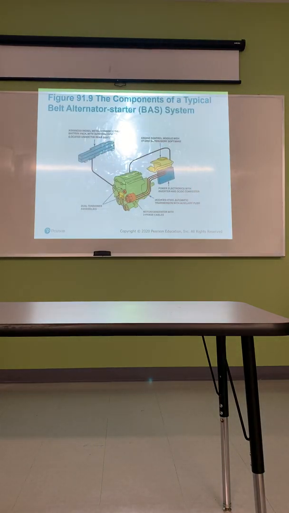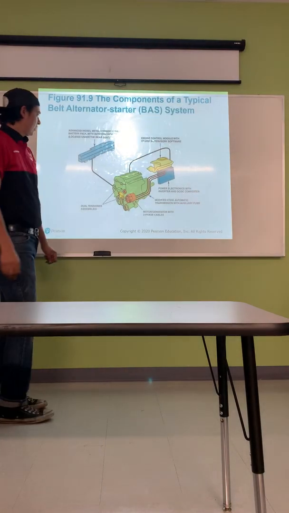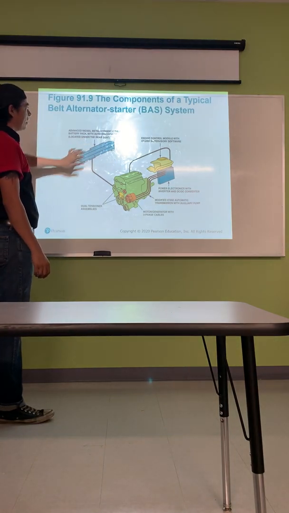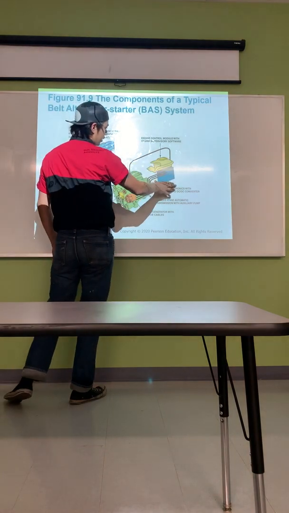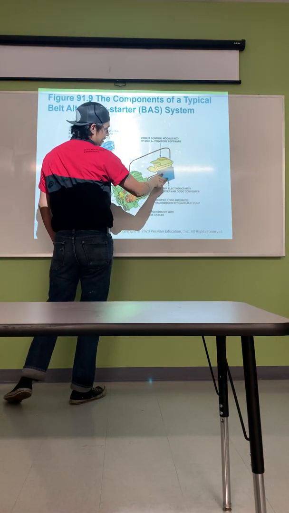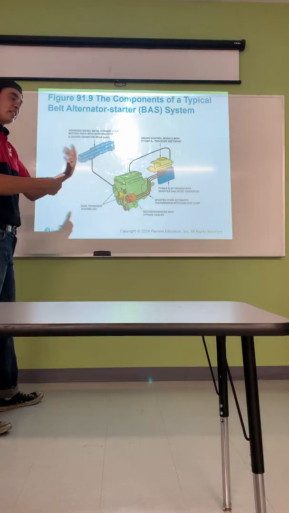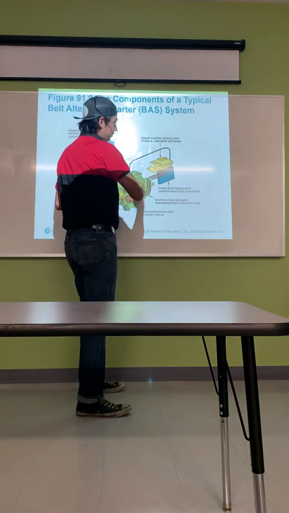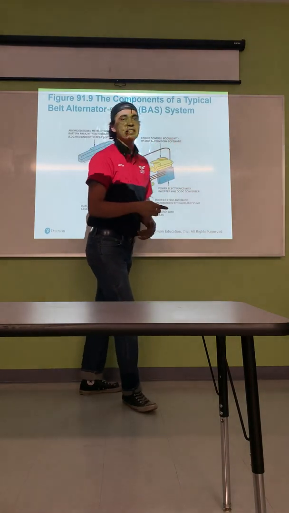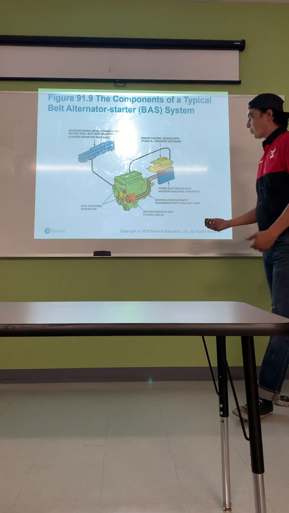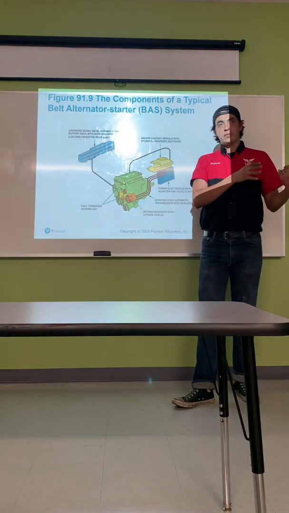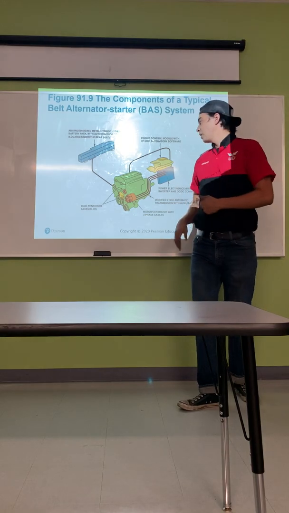The components of a typical belt alternator starter system. So you have the hybrid battery pack, you have the control module for the hybrid system, then you have the converter, which converts AC voltage to DC voltage and vice versa. So if you have DC voltage and you need it to be AC, voltage comes in here, converts it to AC. AC voltage going in can be converted back to DC to charge the batteries. And when we go over more in the next 2 lectures, we're going to see why we want to convert from DC to AC, AC to DC.